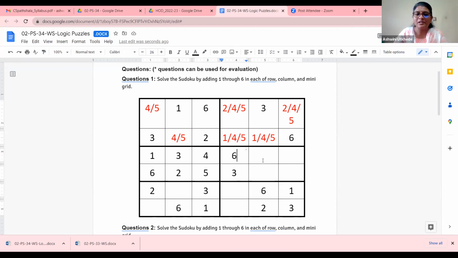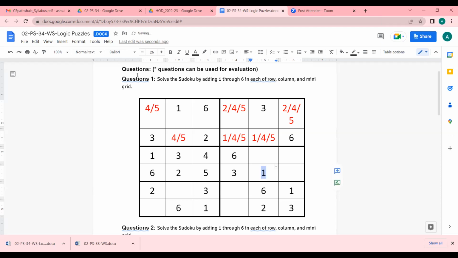Again, we will start with 1. What are the possible places for 1 in this mini grid? Where can 1 be placed? In the second column, in the second row. Okay, here.